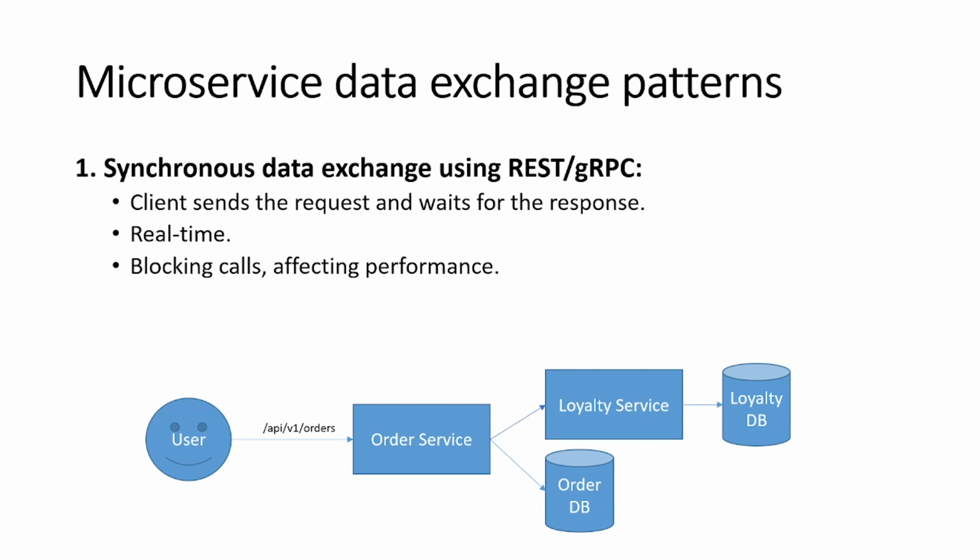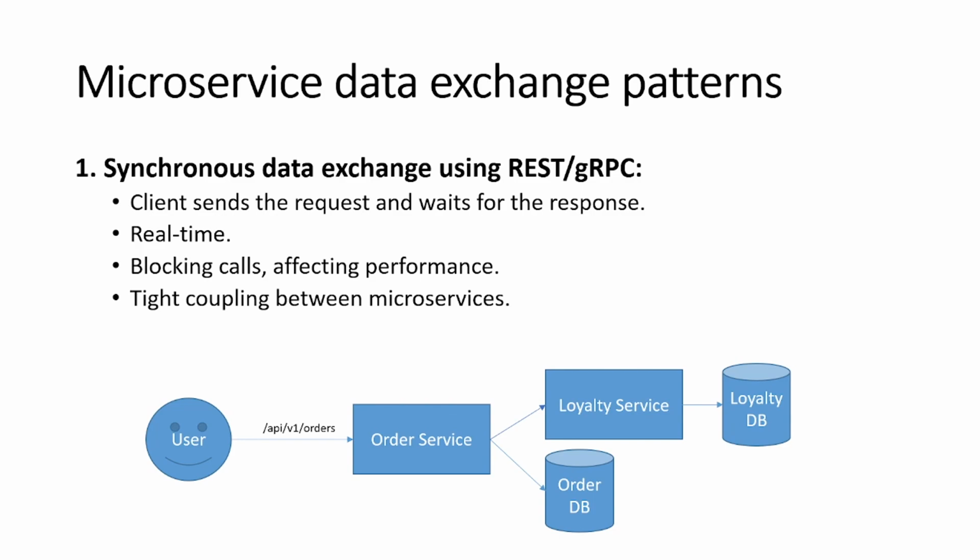But the major disadvantage of this approach is, as these are blocking calls, they may affect the performance of the service, as there are network delays between the API calls. Also, there is tight coupling between the microservices. Developers of order service should know that they need to call the loyalty service after persisting the order details in the order DB, which is kind of unnecessary responsibility on them.